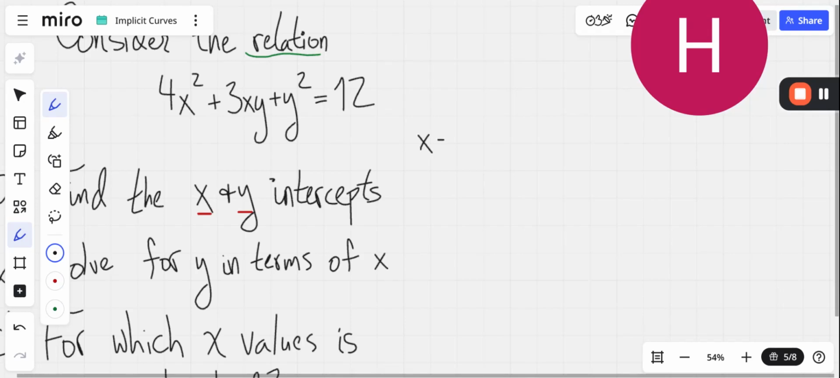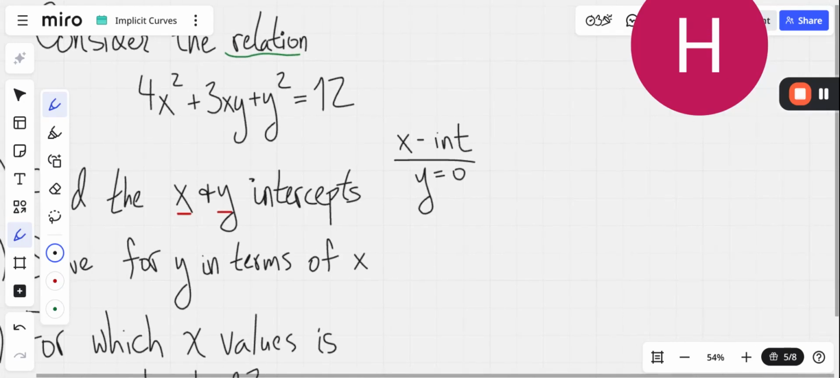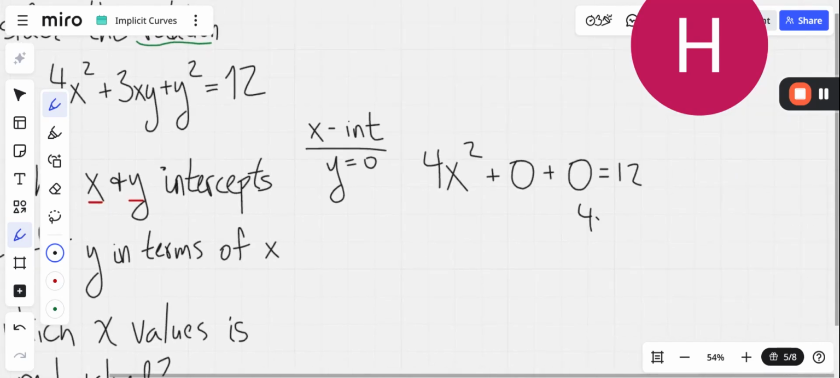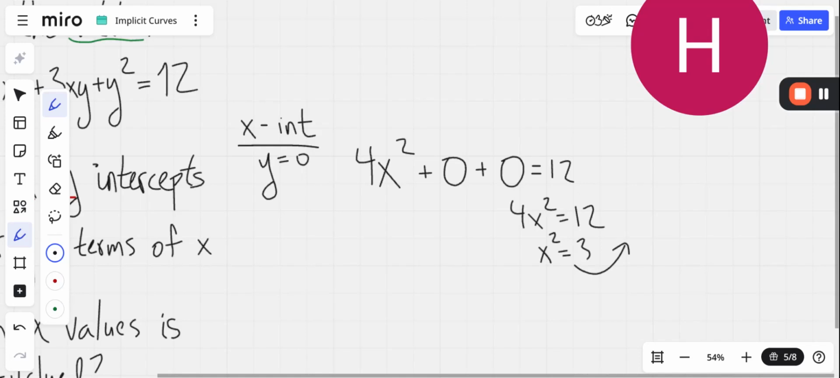Remembering that for the x-intercept, we simply need to just make y equal to 0. And that immediately simplifies our equation quite a lot. It turns this into 4x squared plus 3x times 0, so just nothing, that's just 0, plus 0 squared, and that equals 12. Okay, easy enough. So 4x squared equals 12. We can really easily do the math on that. That means x squared is 3. And this means that x equals plus or minus square root 3.